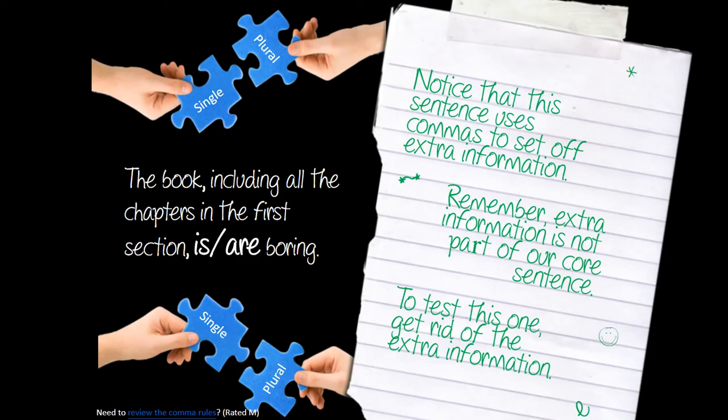Here's another one. The book, including all of the chapters in the first section, is boring, or the book, including all of the chapters in the first section, are boring. So here, notice that what we have is these commas. The book, comma, including all of the chapters in the first section, comma, is boring.